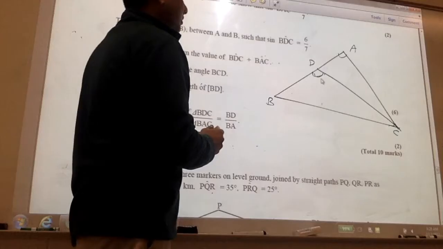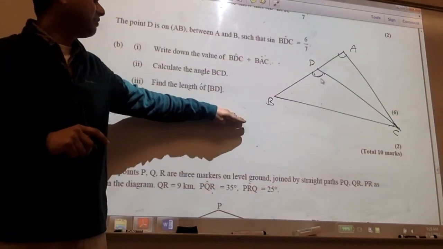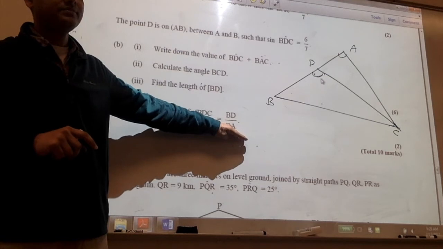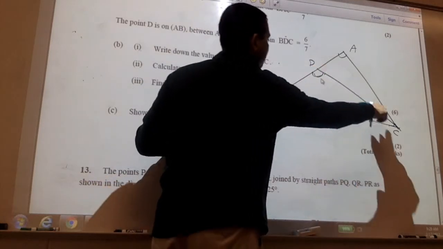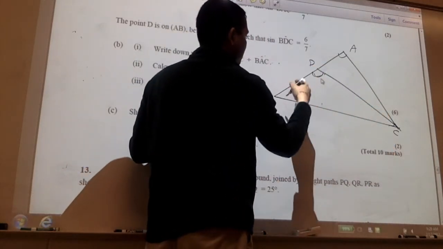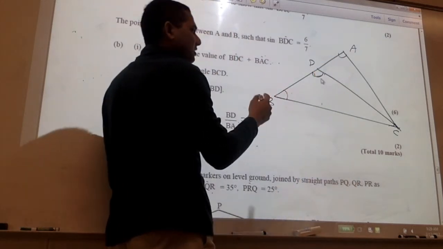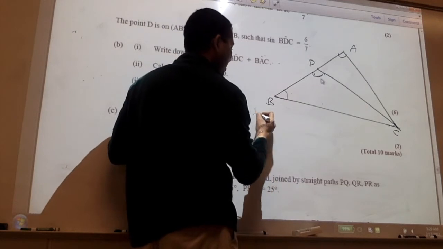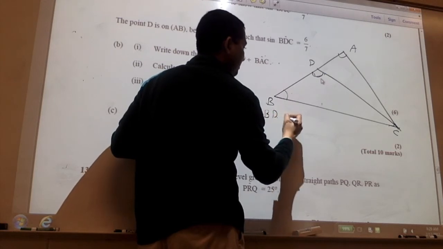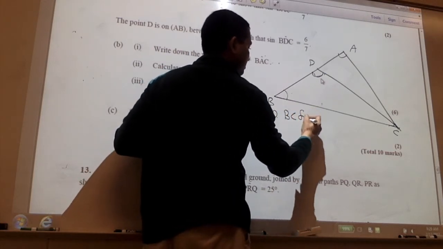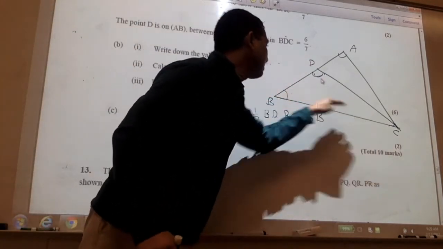So we have to choose a formula such that for this triangle we'll get BD and for this triangle we'll get BA. Okay, so let's try to do it. For BDC, we should get BD. And what is the common angle for both the triangles? B, right? So let's try with that. So half BD times BC sine B.